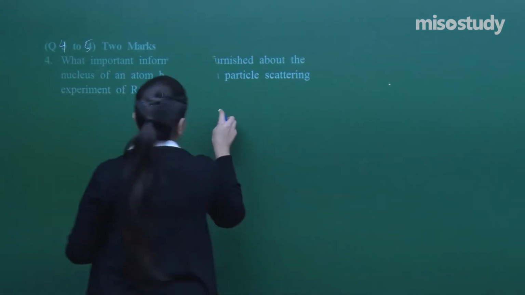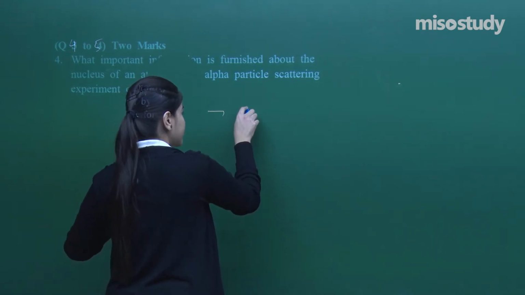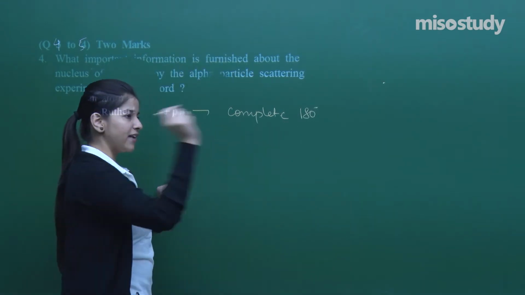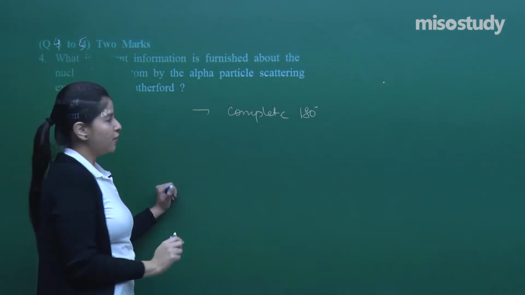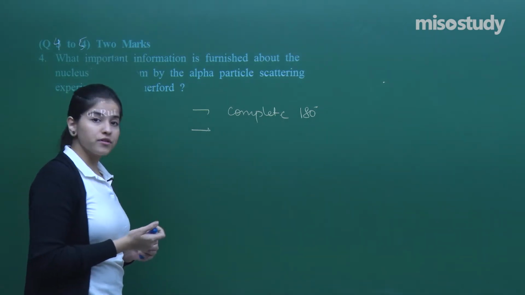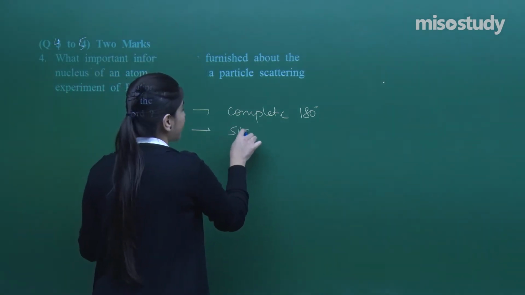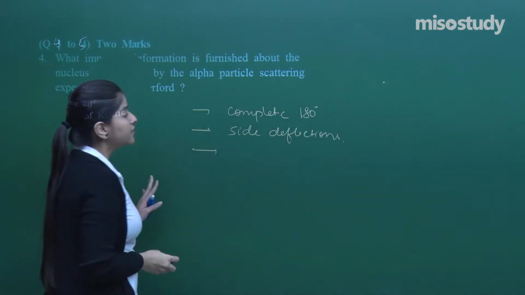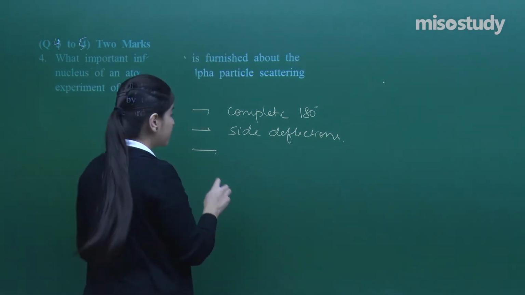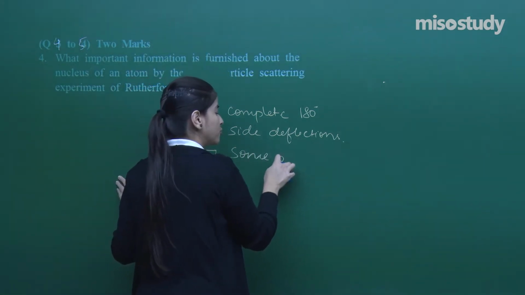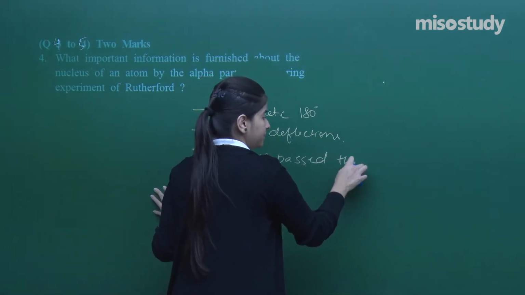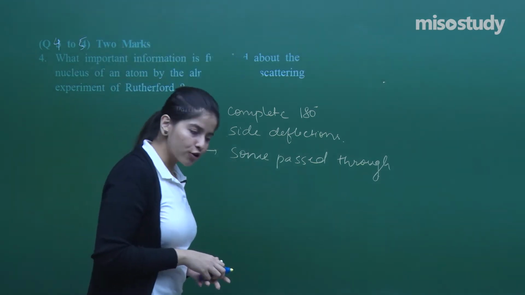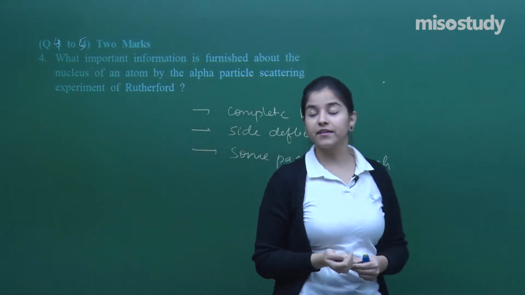He observed deflections which were a complete 180 degrees, that means I deflected it and it came straight back to me. That was the first observation. Second was side deflections. And the third observation was quite interesting: some passed through. From all these three, he got to know something very interesting about the atom.